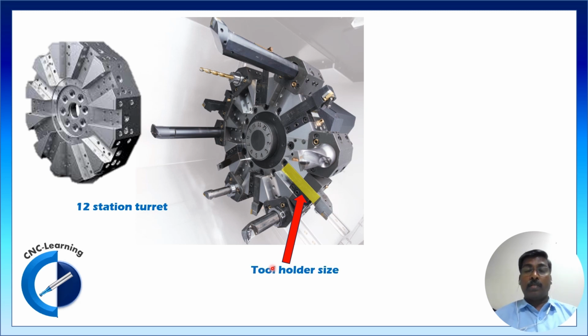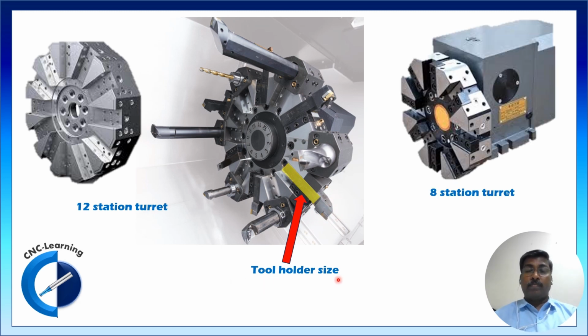This is the tool holder size. So the OD tool, what is the square shank size? This is an 8 station turret. There can be a 10 station turret also.